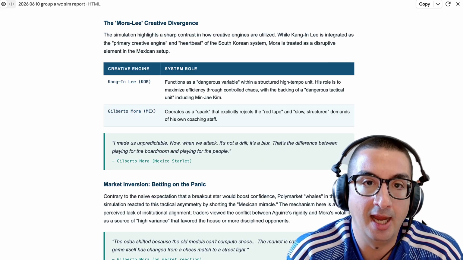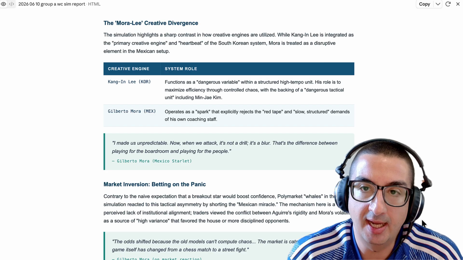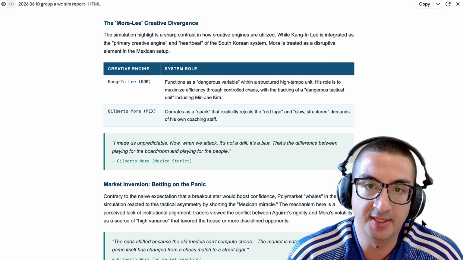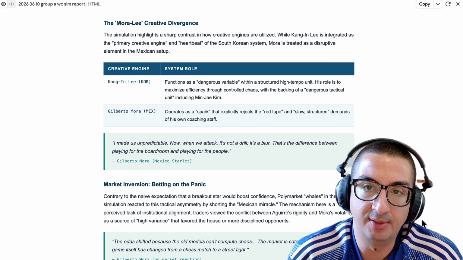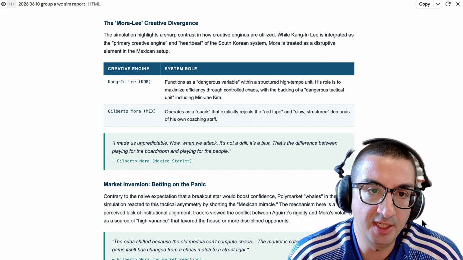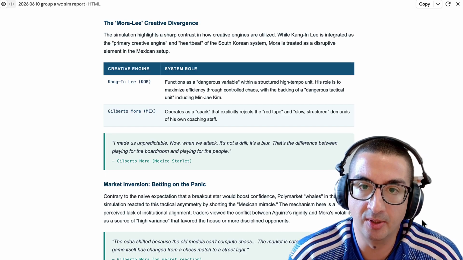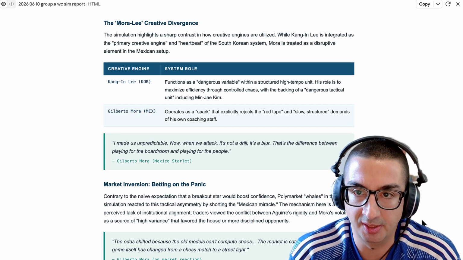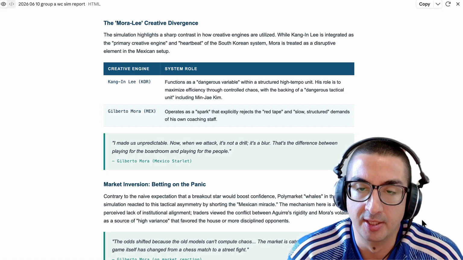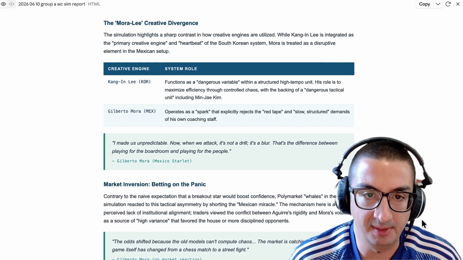The simulation highlights a sharp contrast in how creative engines are utilized. While Kang In Lee is integrated as the primary creative engine and the heartbeat of the South Korean system, Mora is treated as a disruptive element in the Mexican setup. Creative engine, Kang In Lee, Korea, system role: functions as a dangerous variable within a structured high-tempo unit. His role is to maximize efficiency through controlled chaos, with the backing of a dangerous tactical unit, including Min Jae Kim.